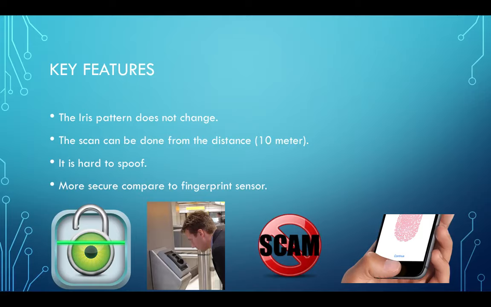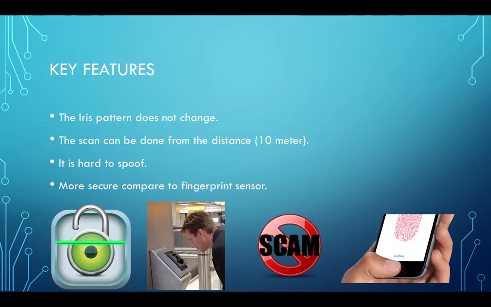In a fingerprint sensor, there are about 40 to 45 points which are matched to identify a human finger. And in an iris scanner, there are around 200 to 210 points which are matched to identify an iris. The other reason is that the iris is protected by the cornea of the eye, so it won't be damaged, while on the other hand fingerprints can be damaged. If there is a scratch on our finger, the fingerprint sensor won't work. So those are some key features of the iris scanner.